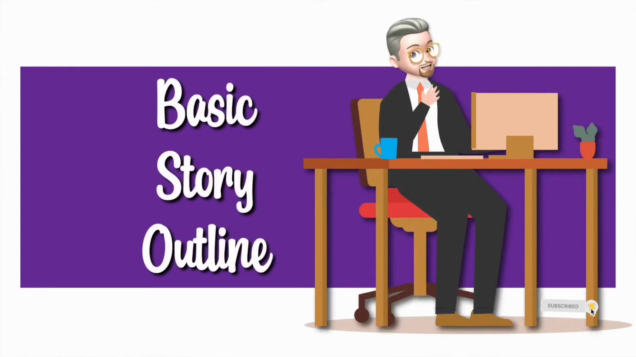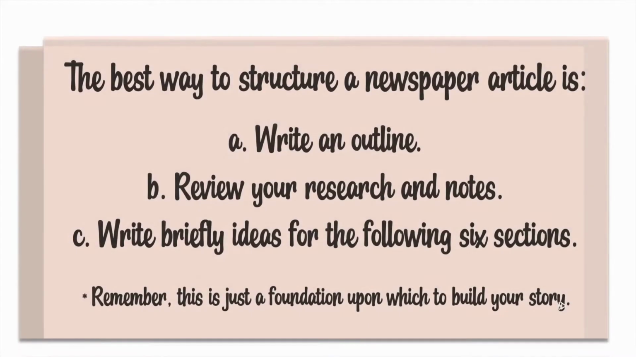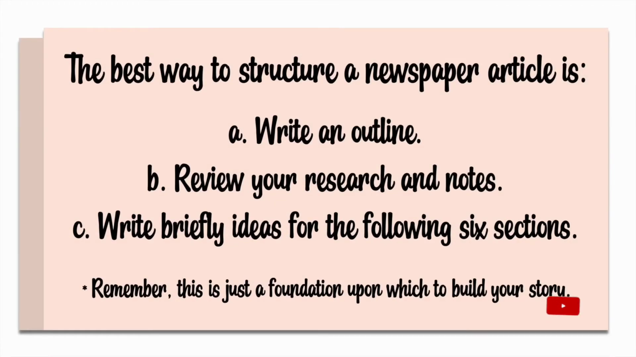Basic story outline. The best way to structure a newspaper article is: A. Write an outline. B. Review your research and notes. C. Write briefly ideas for the following 6 sections. Remember, this is just a foundation upon which to build your story.